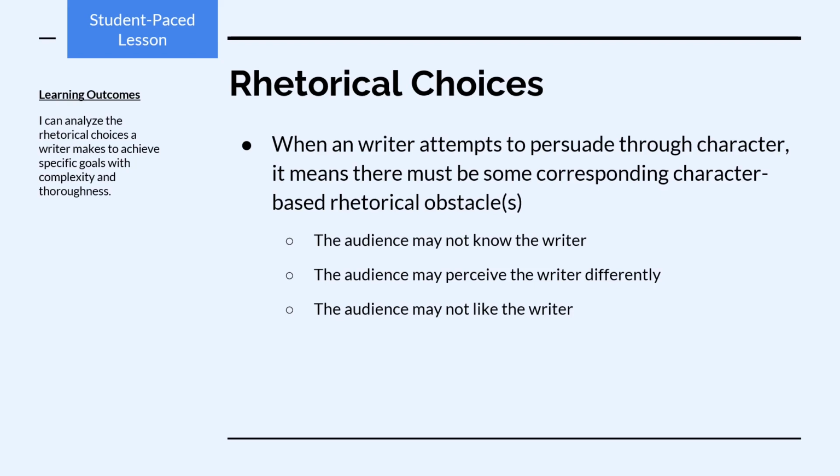When a writer attempts to persuade through character, it means there must be some corresponding character-based rhetorical obstacles. Perhaps the audience may not know who the writer is, or the audience may perceive the writer in a different way than the writer wants them to. Maybe the audience straight up doesn't like the writer or is hostile towards them.